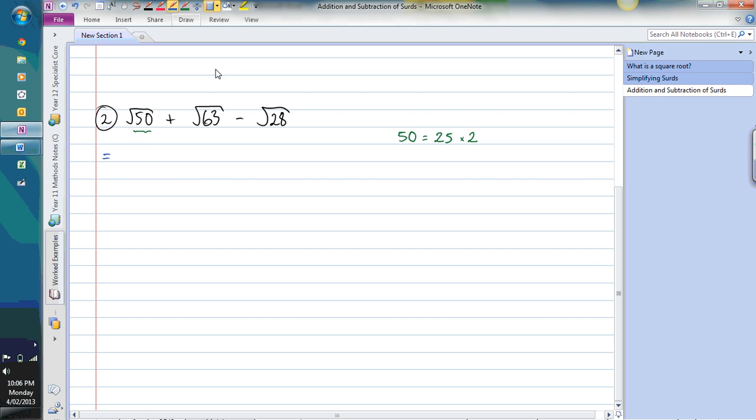So I can rewrite square root of 50 as the square root of 25 times 2. That's equal to the square root of 25 times the square root of 2. And square root of 25 is 5, so this is 5 root 2. We still need to come back and deal with these other surds though. Let's look at 63.